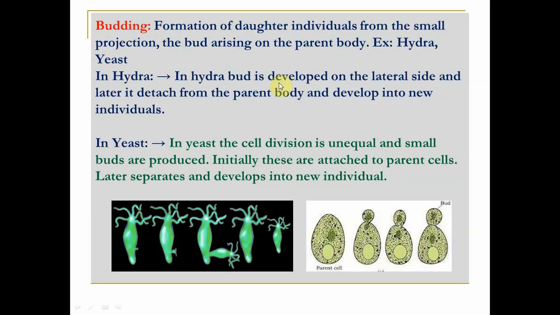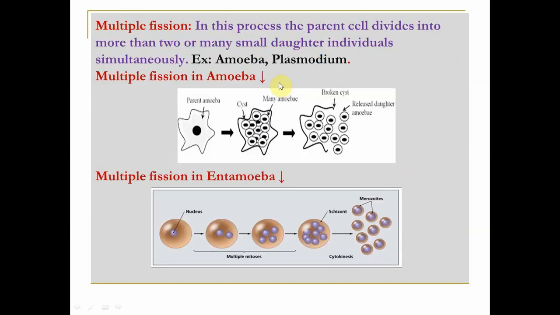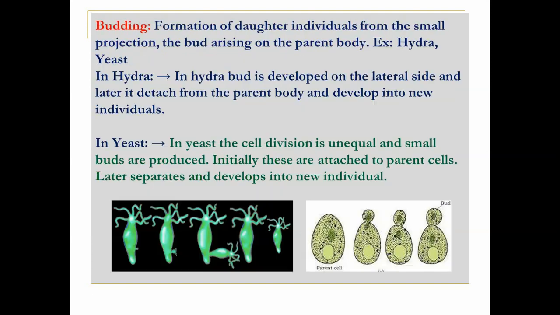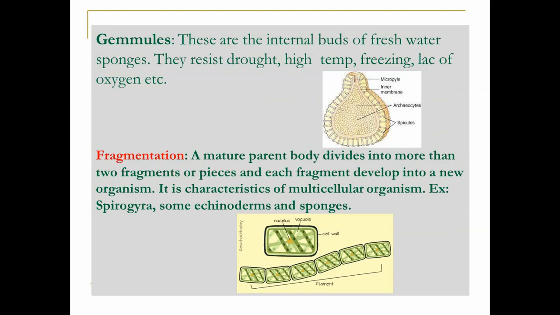So budding and fission. Fission takes place only in unicellular organisms, and budding takes place both in unicellular and multicellular organisms. Now the third type is called fragmentation. Now, what is fragmentation? A mature parent body divides into more than two fragments or pieces, and each fragment develops into a new organism.